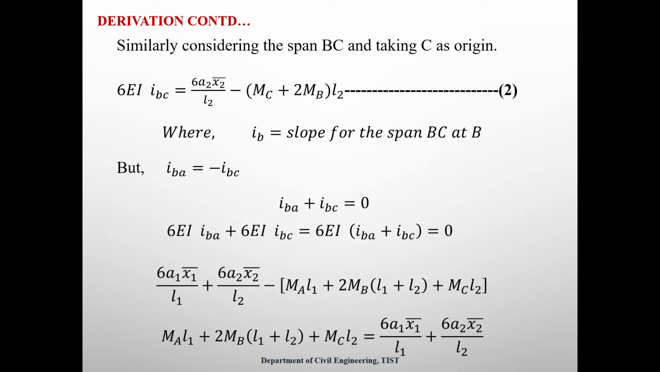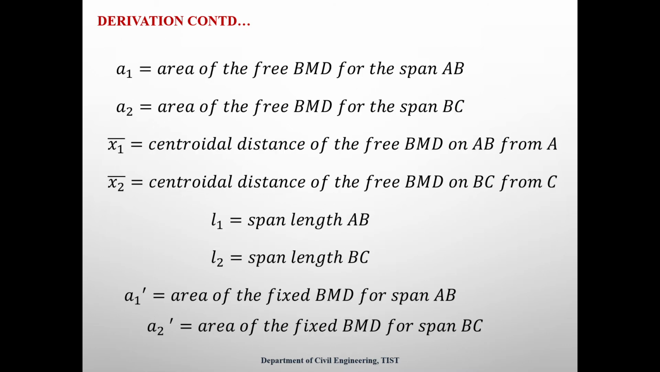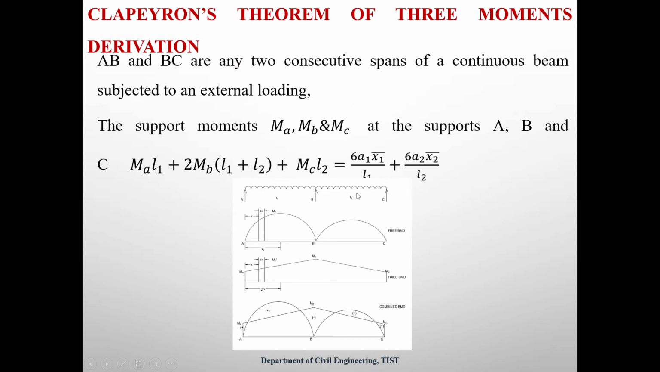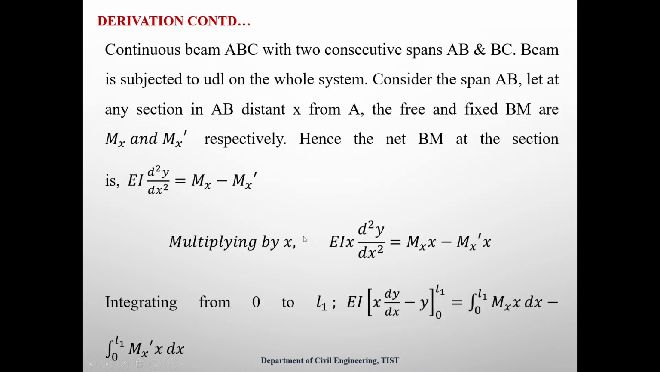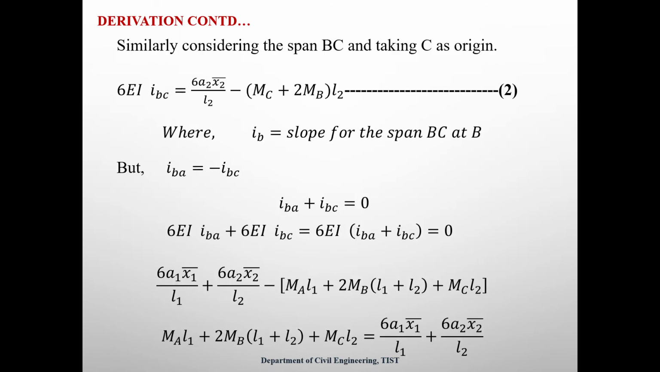Similarly, if you are considering the span BC and taking C as the origin, then we will get equation number 2. This is equation number 2.